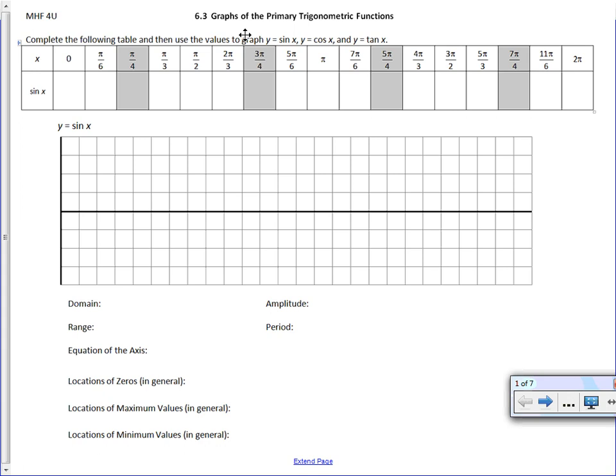But here's the good news. You won't have to do transformations in any of those. You just have to know how to graph the parent, the main ones. Go ahead. So, how do we do it?